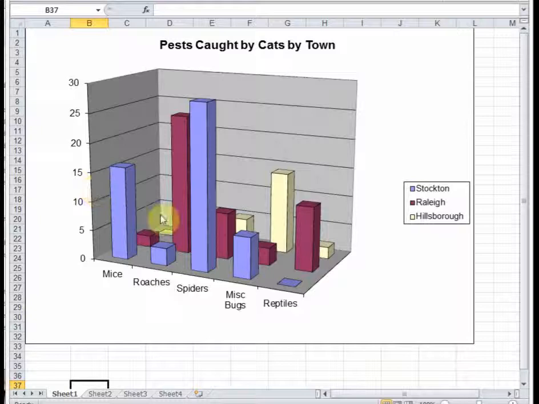So it's very confusing. It does make it look like Stockton has a lot of spiders and Raleigh has a lot of roaches, but again, we're missing information, we can't see everything, and it's distorted. So that's a bad graph.